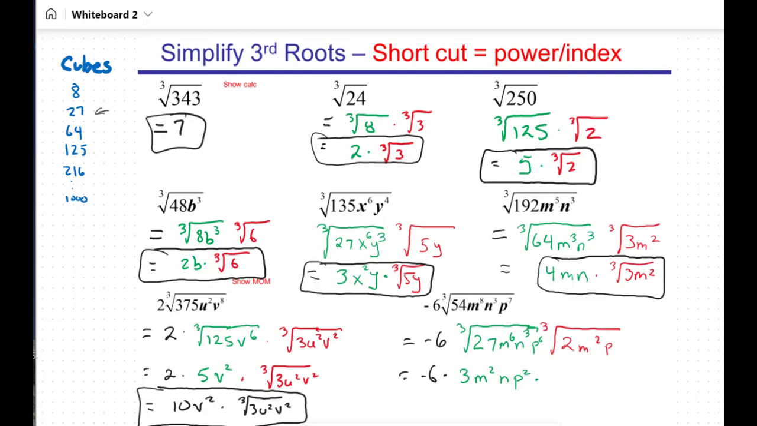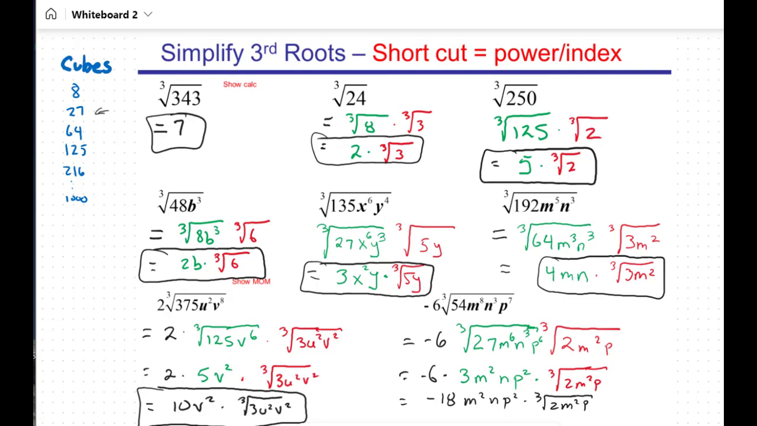Now that is times the cube root of 2 m squared p. Now that part is stuck. The red one I cannot simplify. I'm almost done. I got one more thing I can do here. -6 and 3 are whole numbers. So we can at least multiply the whole numbers. We get -18 m squared n p squared times the cube root of 2 m squared p. Now I'm going to take the radical and send it all the way over to the other side. Okay, so there we've simplified some cube roots.